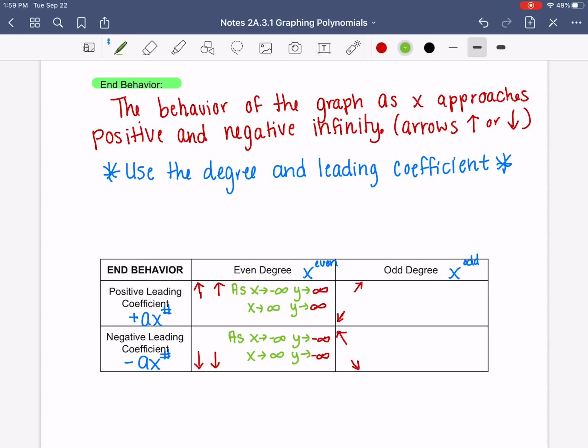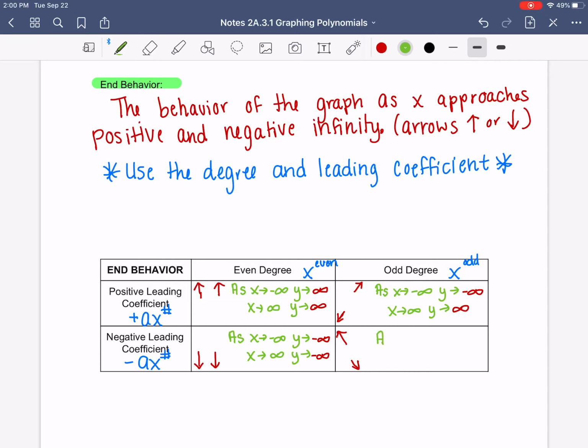If it's an odd degree, then your y's are actually going to be different. You start with as x approaches negative infinity, that's the left side of the graph, y approaches blank, and then as x approaches positive infinity, y approaches blank, that's the right hand side of the graph. On the left hand side, your arrow is pointing down, so it'll be negative infinity, and the right hand side is pointing up, so that would be positive infinity.